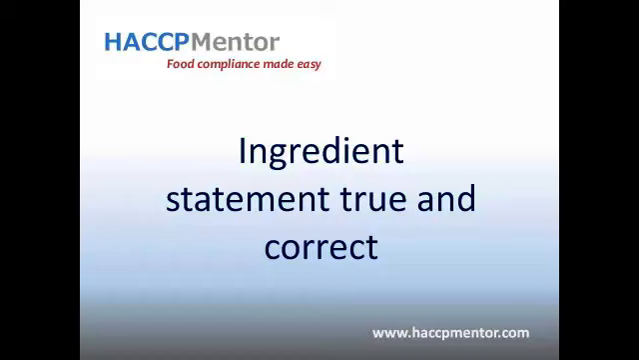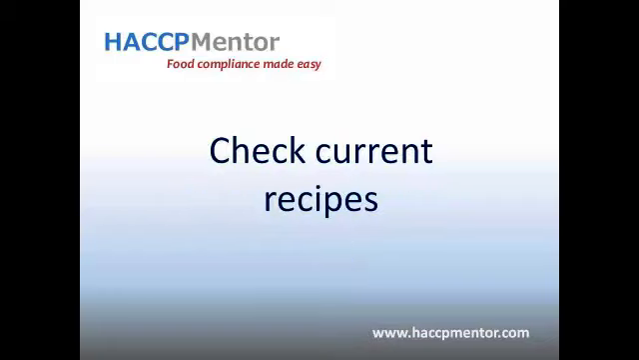So I'm just going to go through the process of how you go through and verify that ingredient statement against your packaging. So our first step is to go through and get your recipe. Check that the recipe that you have is the most current recipe, and it's the recipe that's being used by the production staff in order to manufacture that particular food product.